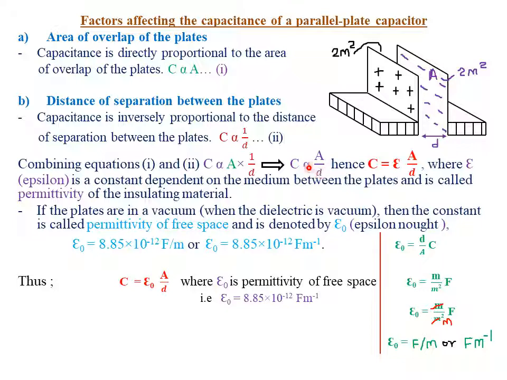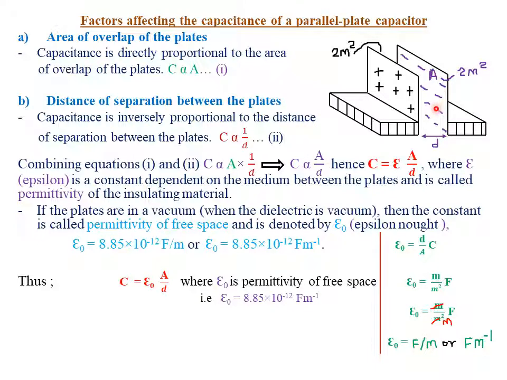Remember, to remove the proportionality symbol, we simply introduce equal signs with a constant. Therefore, C will be equal to a constant times A over D. The constant in this case, we call it epsilon, or the constant is simply called the permittivity of the insulating material. Remember, the insulating material is just the material that is separating the plates of the capacitor.